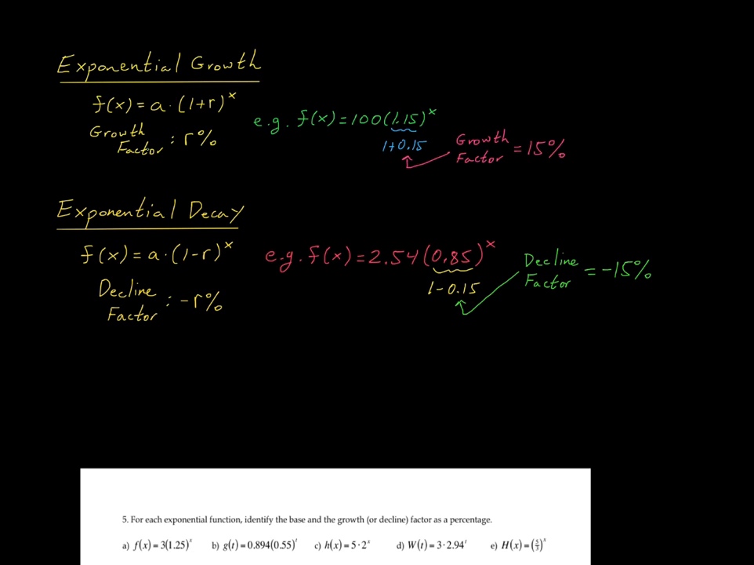Okay, so on the other hand, if I had something like 2.54 times 0.85 raised to the x power, now I can write 0.85 as 1 minus 0.15. So I'm thinking 100% and then take off 15%. So now this is really going to correspond to what we'll call exponential decay, and this minus 15% is what we'll call the decline factor. And so more generally, if you have 1 minus r, so 100% minus some r percent, then that decline factor is minus r percent.